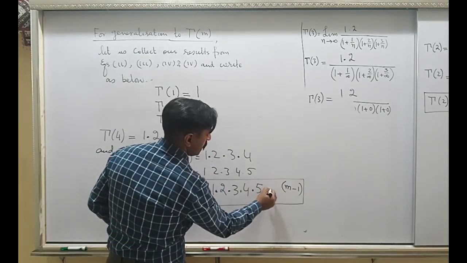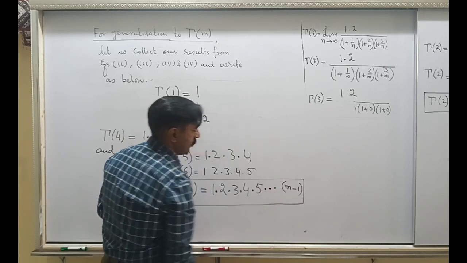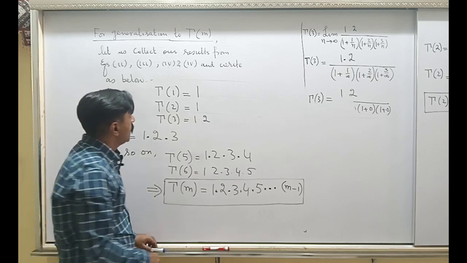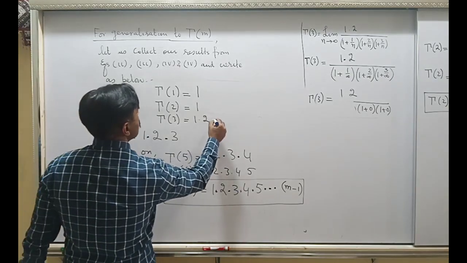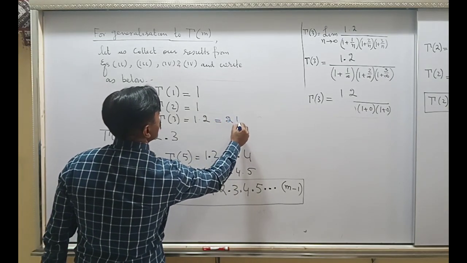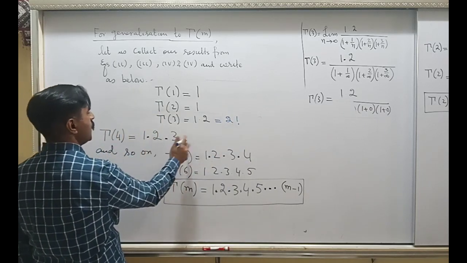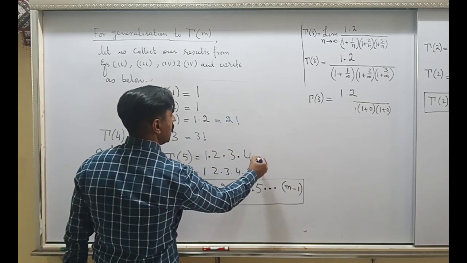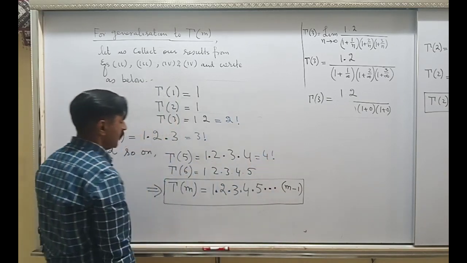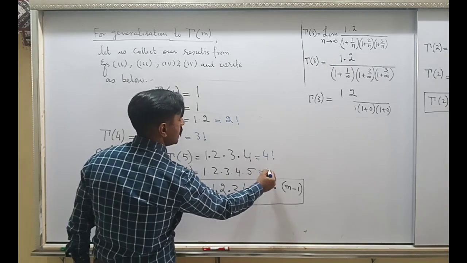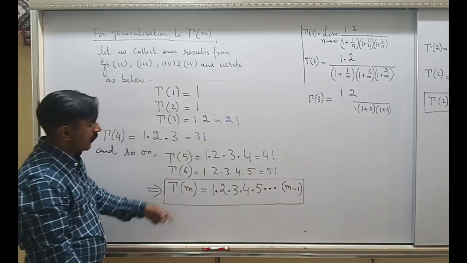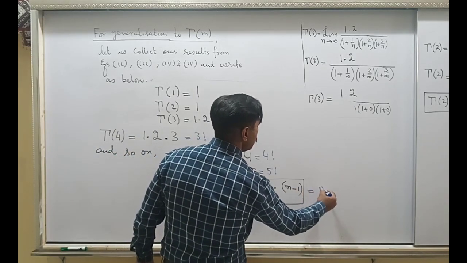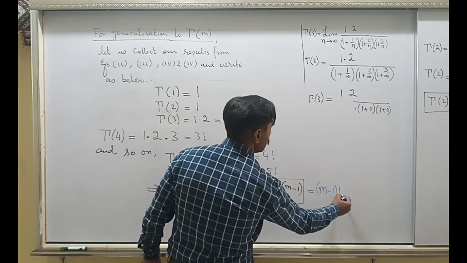These dots, these are the 3 dots. Now, you already know this 1 into 2 is 2 factorial, 1, 2, 3 is 3 factorial, 1, 2, 3, 4 is 4 factorial, and 1, 2, 3, 4, 5 is 5 factorial. What should it be? It should be equal to m minus 1 factorial.